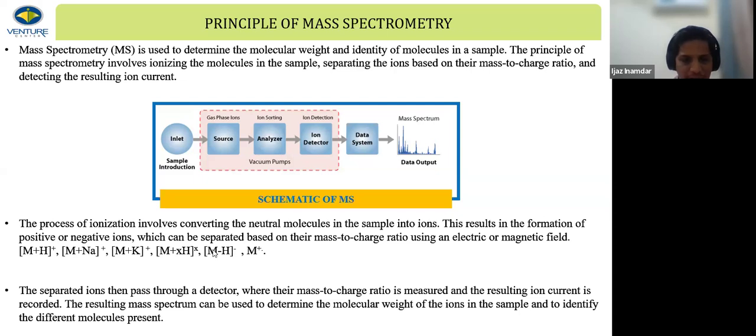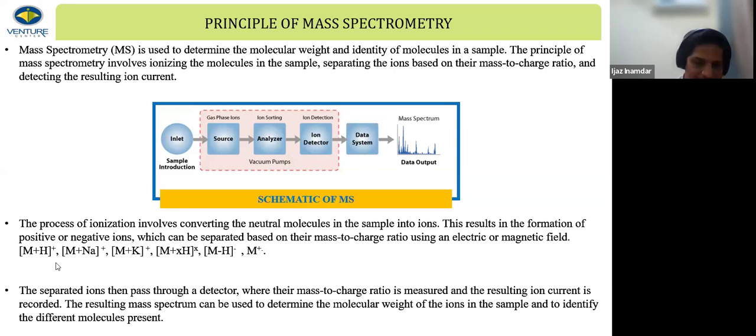Similarly, if this is my molecule and I remove H from it, it becomes negatively charged. For radical cations or radical anions, if I can knock off one electron from it, then it can achieve plus-dot radical ions. So radical ions are also possible. There are various ways to do it. Most commonly, you will get signals like this.